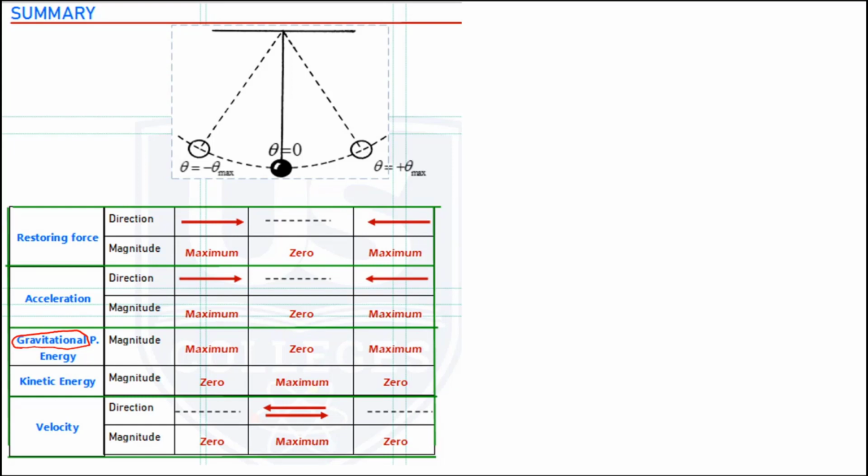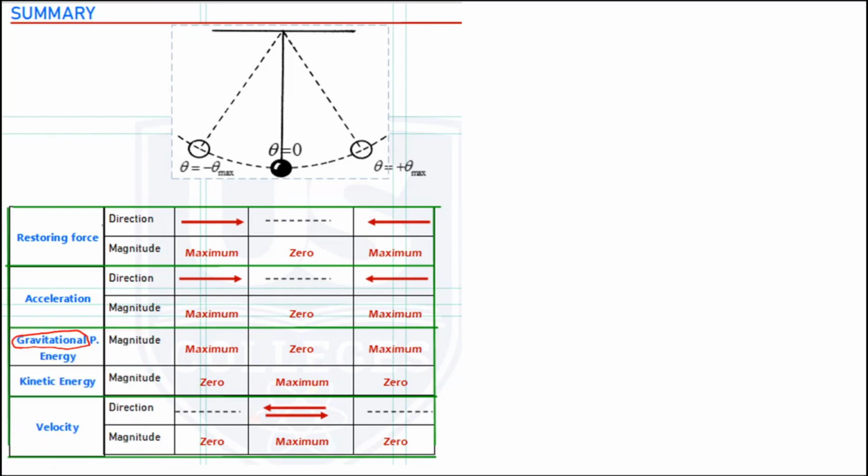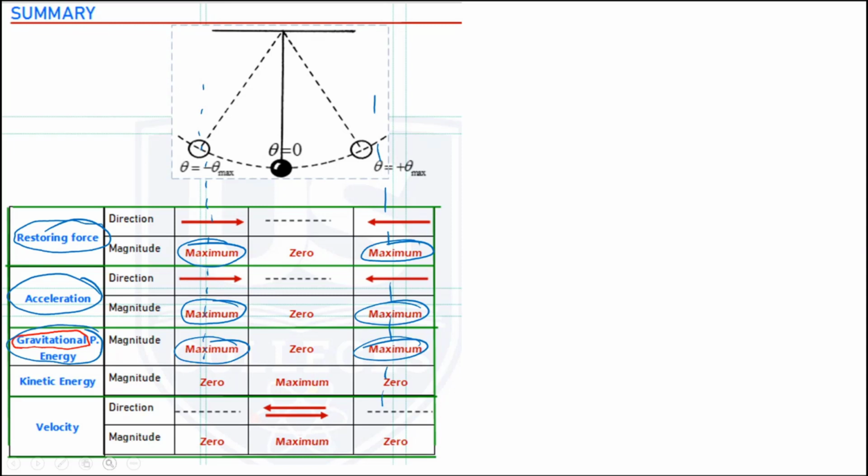So remember, I told you that these three are from the same family, and they always change together. What are they? Restoring force, acceleration, and also gravitational potential energy. So at maximum displacement, they are all maximum. Restoring force is maximum, acceleration is maximum, gravitational potential energy is maximum. And again, on the other side, at positive x maximum displacement, restoring force is again maximum, acceleration is again maximum, and gravitational potential energy is maximum as well.